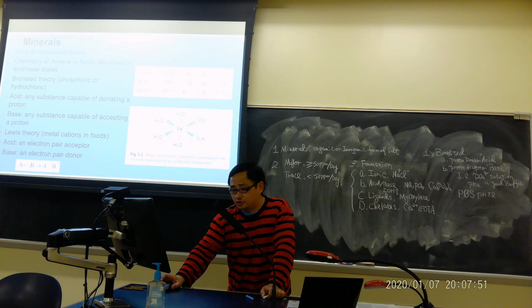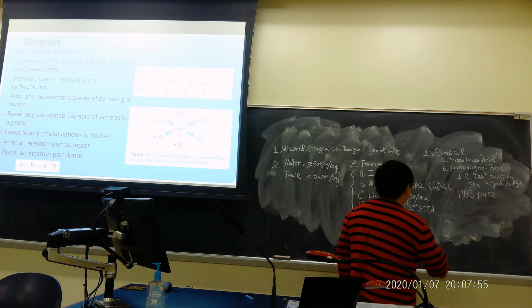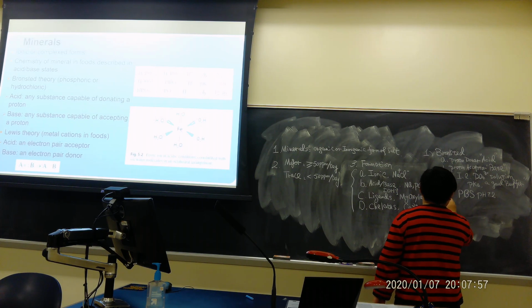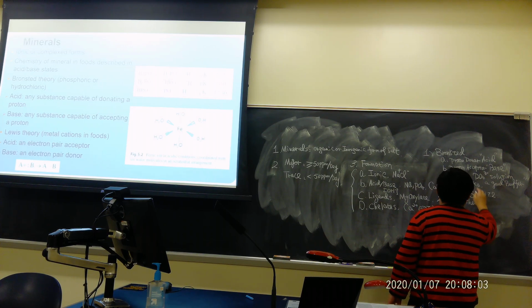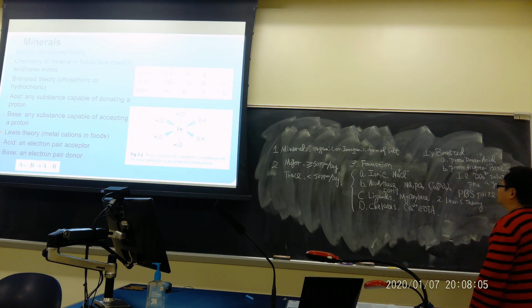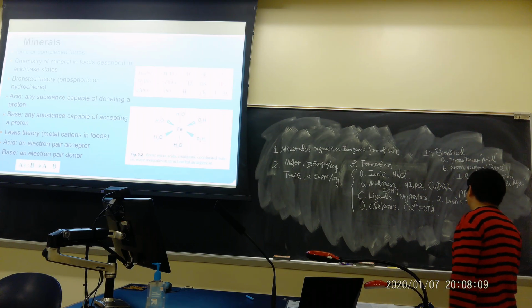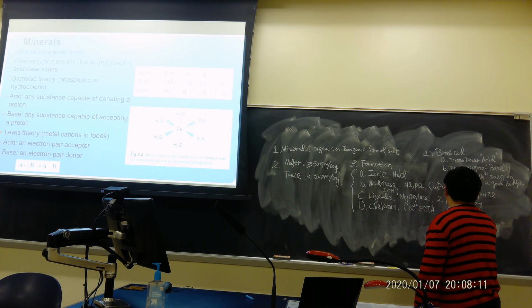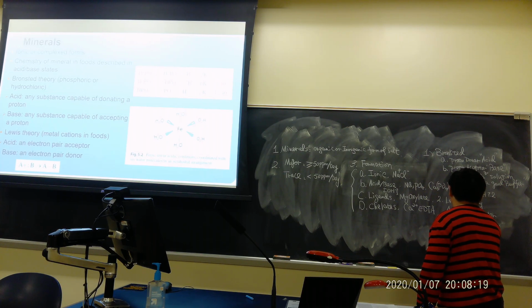The second is called Lewis theory. Lewis theory is different. Here, with Bronsted we talk about proton donor and acceptor. With Lewis we talk about electrons. So acid is an electron acceptor, and the base is an electron donor.